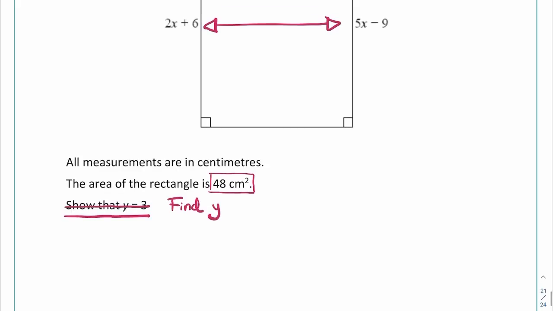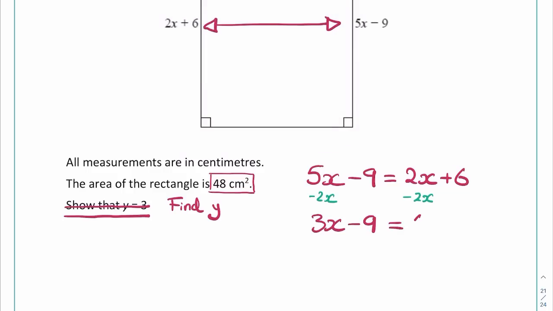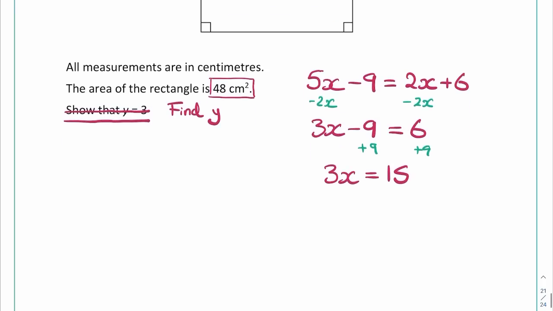So up to you which one you put left and right. I tend to put the bigger x on the left, but it really doesn't matter. 5x minus 9 is equal to 2x plus 6. From there, we can just solve this equation. So get rid of the smaller x from both sides. And that would leave us with 3x minus 9 is equal to 6. Then you can add the 9 to the other side. We're almost done. And you have 3x is equal to 15. And then the final step for solving this equation, we would divide by 3. And you get the value x is equal to 5.